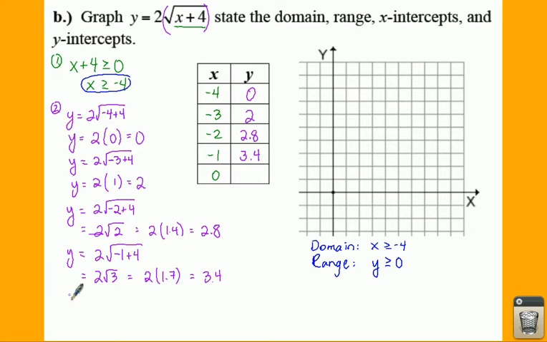And then finally we plug in a 0 for x. So you have 2 times the square root of 0 plus 4. 0 plus 4, Destiny, is 17? That is not correct. 0 plus 4 is 4. Really? The square root of 4 is 2, and 2 times 2 gives you the answer of 4. So we have a 4.